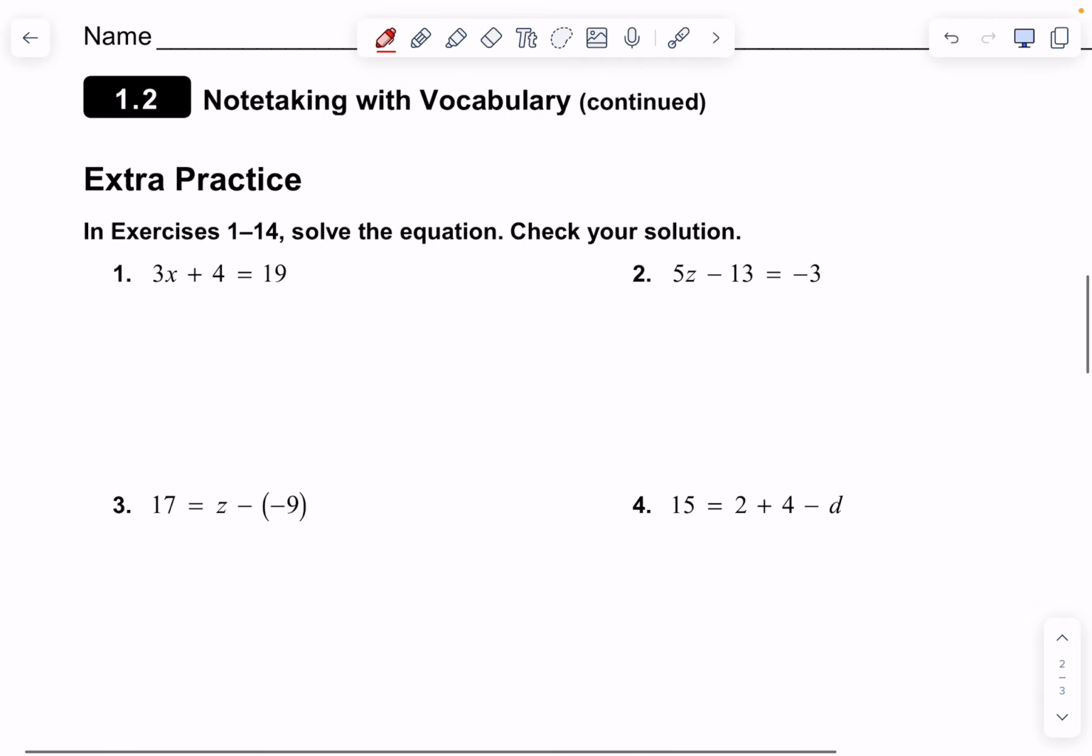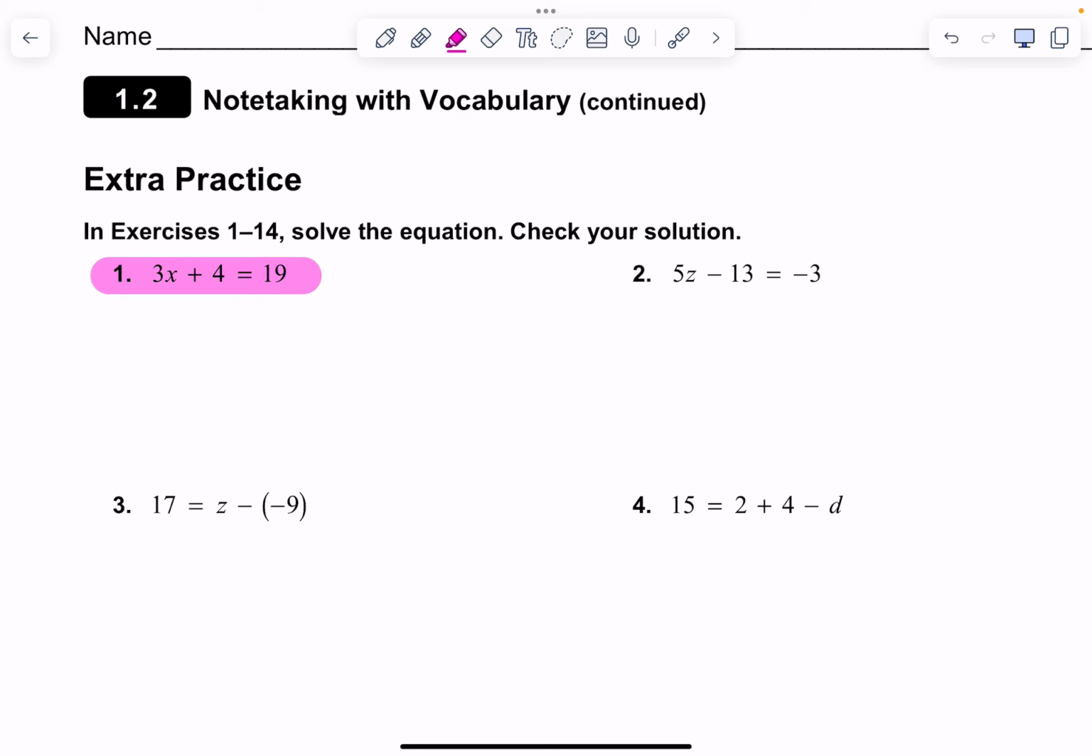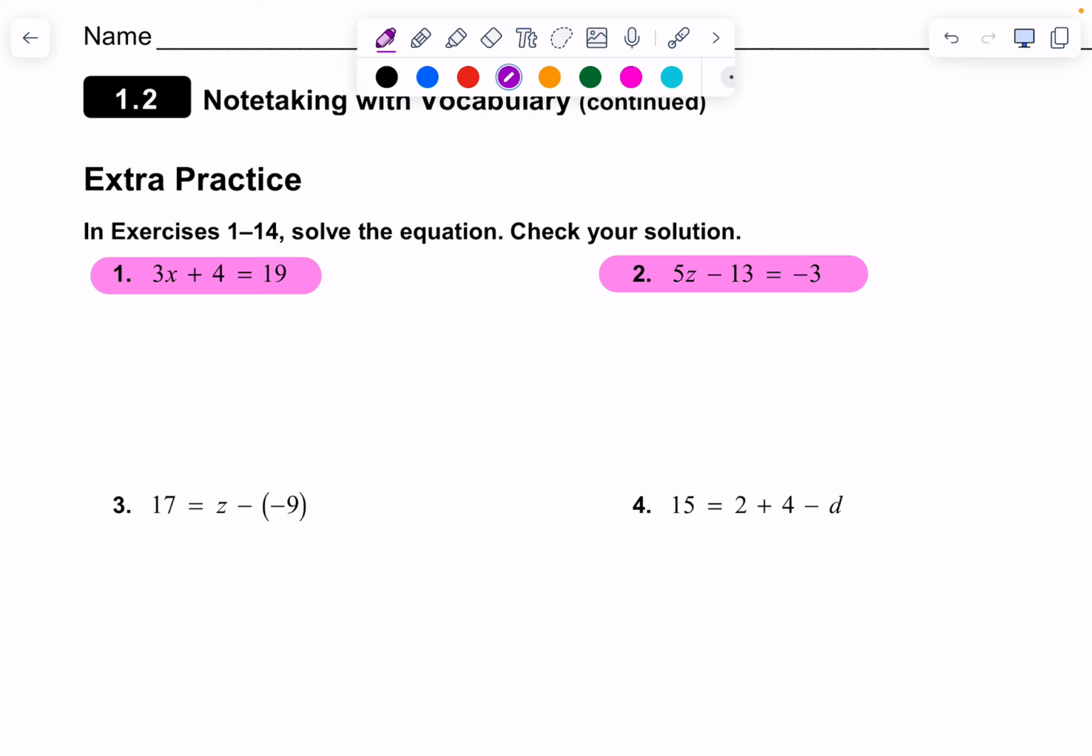What I'm going to have you do, because I believe in you, is have you and your elbow partner see if you can work through number 1 and 2 to get the answers of 5 and 2. Ready, set, go. Work together.